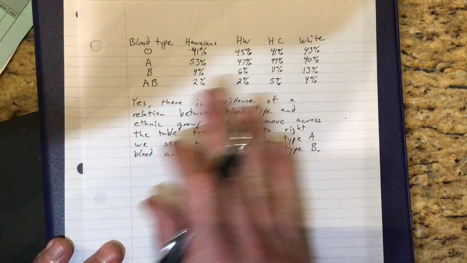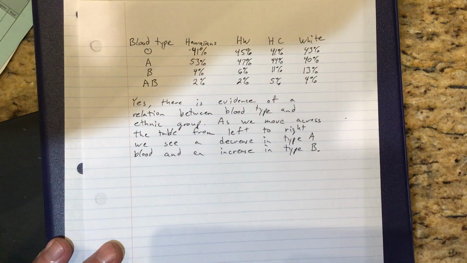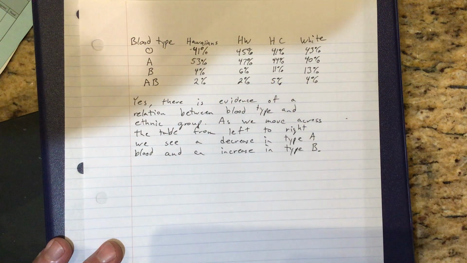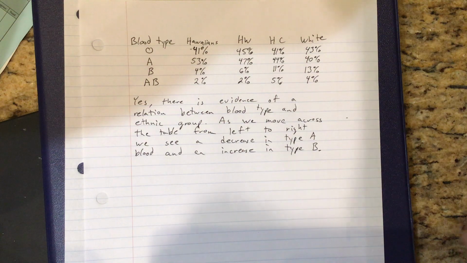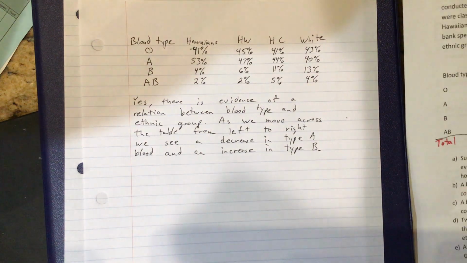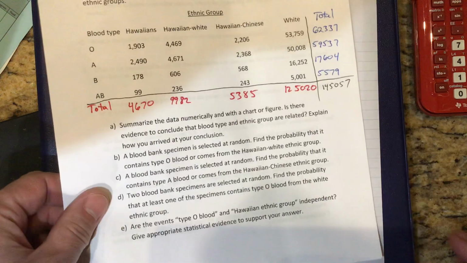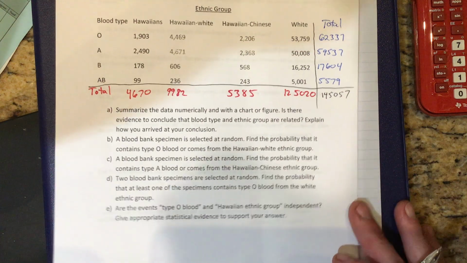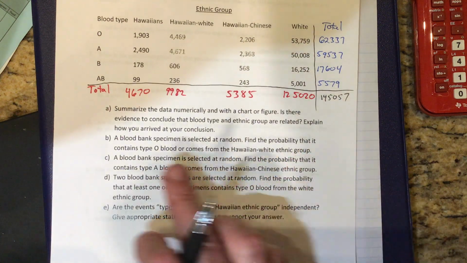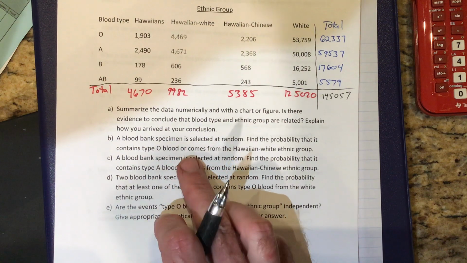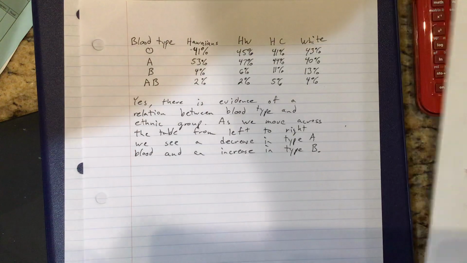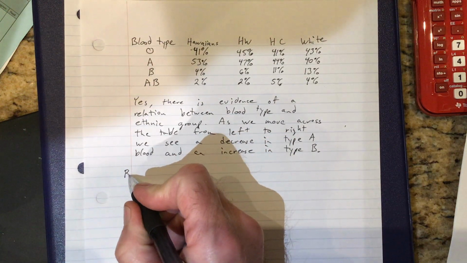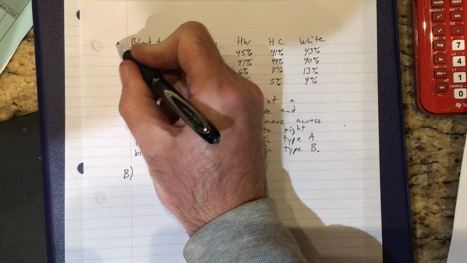Clearly, knowing someone's ethnicity would help inform us of a guess as to their blood type. Okay, so they do appear to be related. All right, part B. A blood bank specimen is selected at random. Find the probability that it contains type O blood or comes from the Hawaiian white ethnic group.